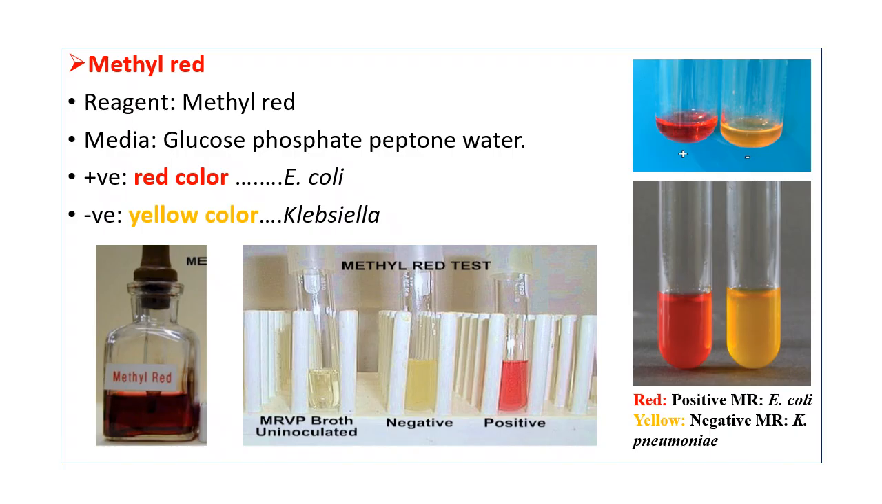The procedure of this test: we inoculate the bacteria to be tested in the broth media. After an incubation period at 37 for 24 hours, we add 5 drops of the methyl red. The positive result, like E. coli, appears as a red color, which indicates complete fermentation of the glucose and production of a large quantity of acid, while the yellow color indicates the negative result, like Klebsiella.